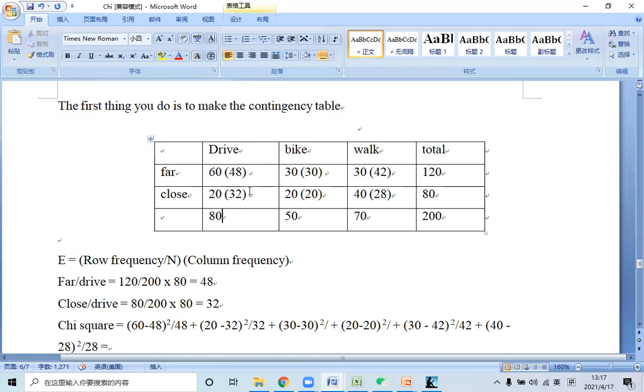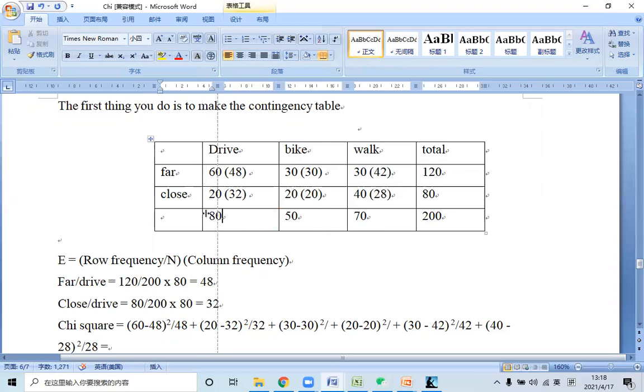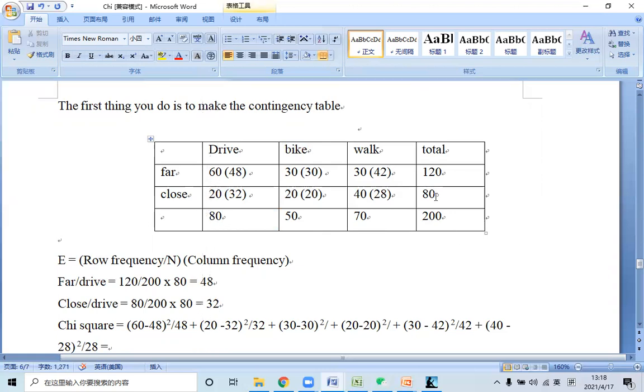So basically the expected value is about how you divide the total number of people who drive. You have 80 people, altogether you have 80 people who drive. If how many people drive is independent from how far away they live from work, then this proportion is determined by the proportion of far away people and close people.